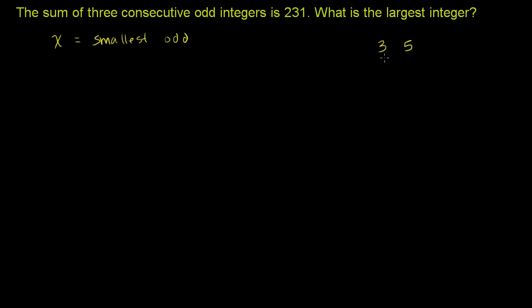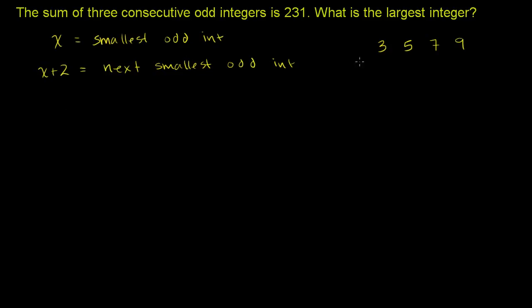It's 5. And then what's the next one after that? It's 7. And the next one after that? It's 9. So every time we add 2. So if the smallest one is x, the next smallest odd integer is x plus 2. Odd integer. And then what will be the next one?